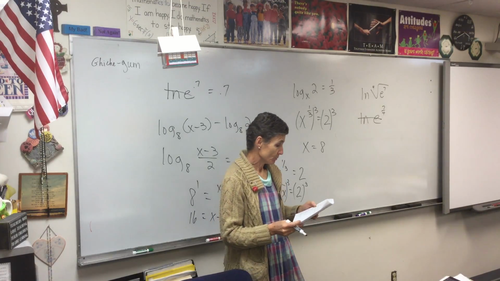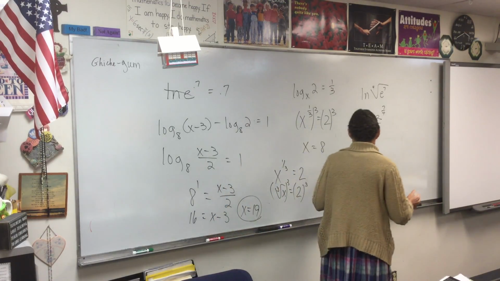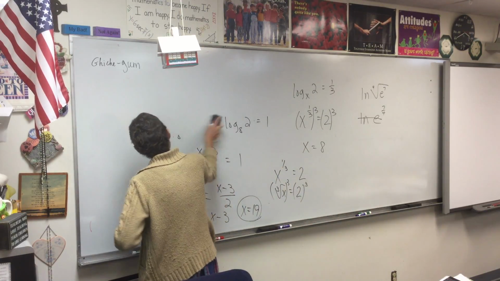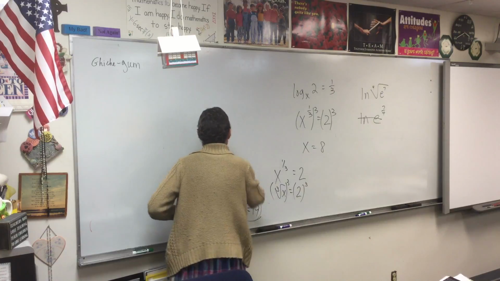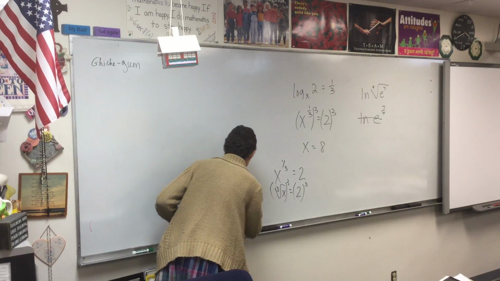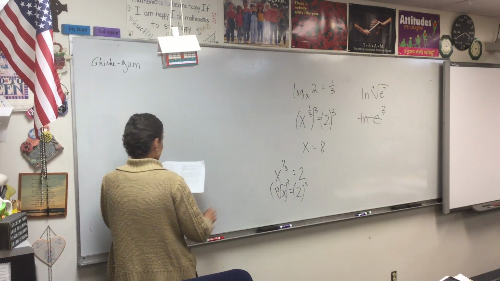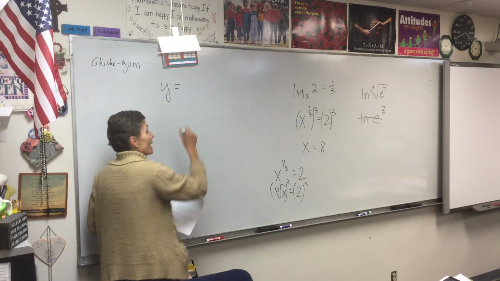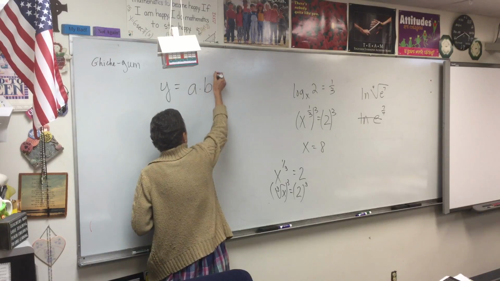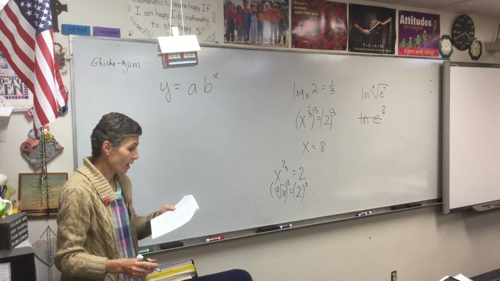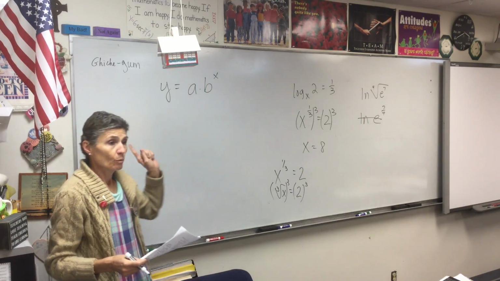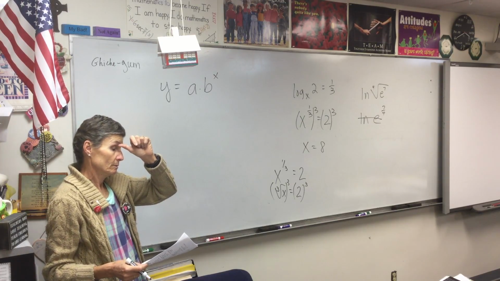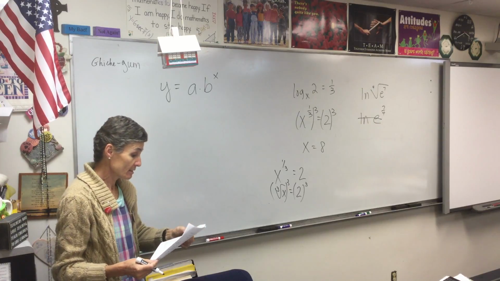Okay, so part 2. Now these are the times where we're writing our own equations. So you have to remember the format that you're shooting for. When I say exponential function, that's y equals what? ab to the x. A times b to the x. So for problem 2a, we are doing ab to the 2x. Anybody remember how we start this?